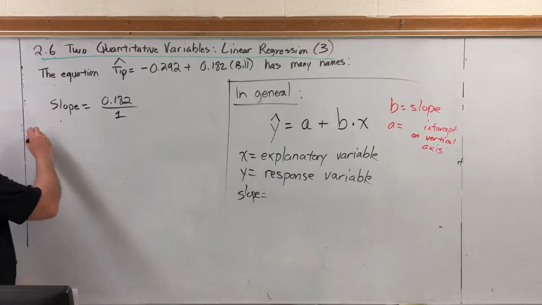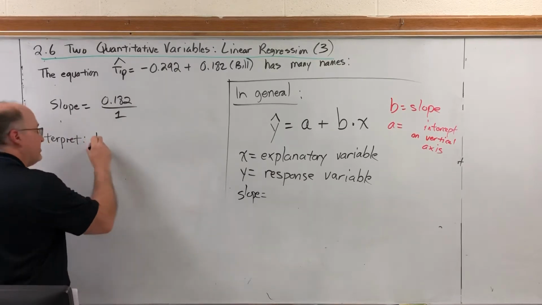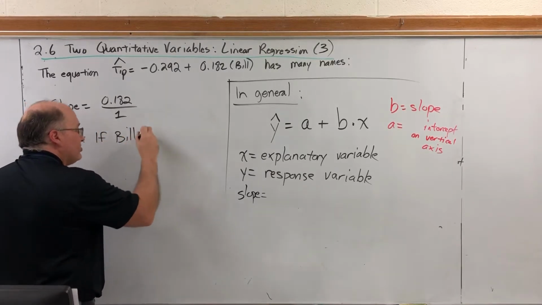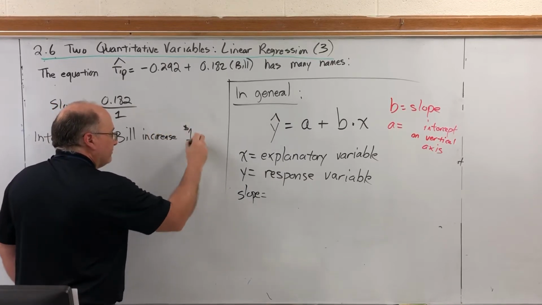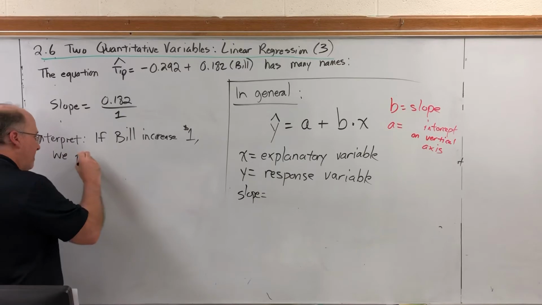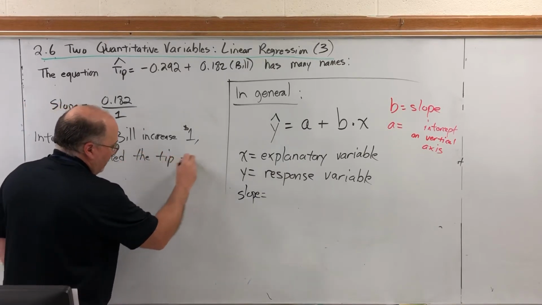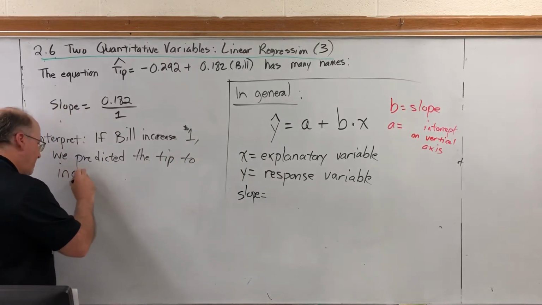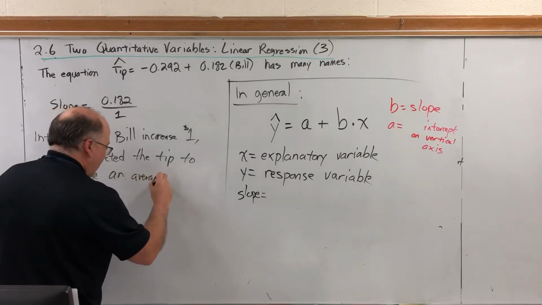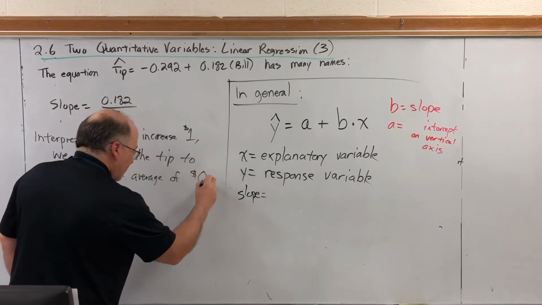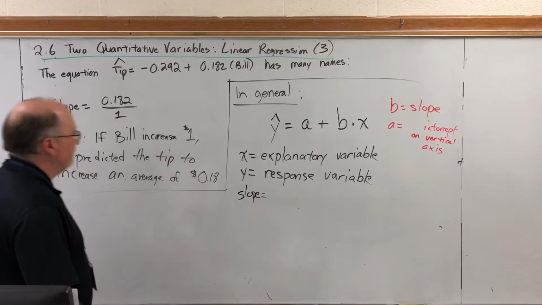So the way that you interpret the slope is if the bill increases $1, we predict the tip to increase an average of 18 cents. Which actually isn't that unreasonable. That's an 18% tipping rate.